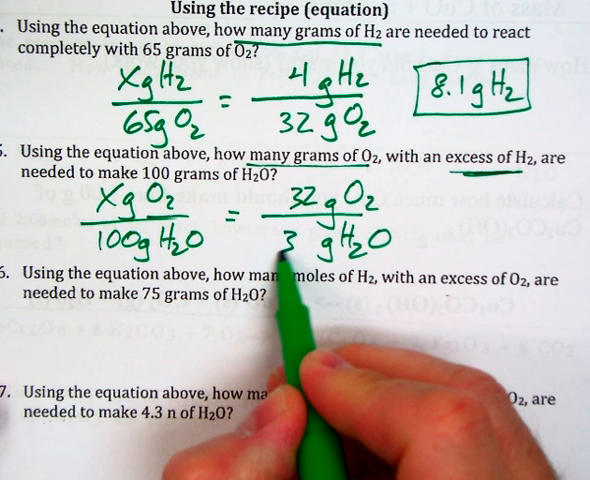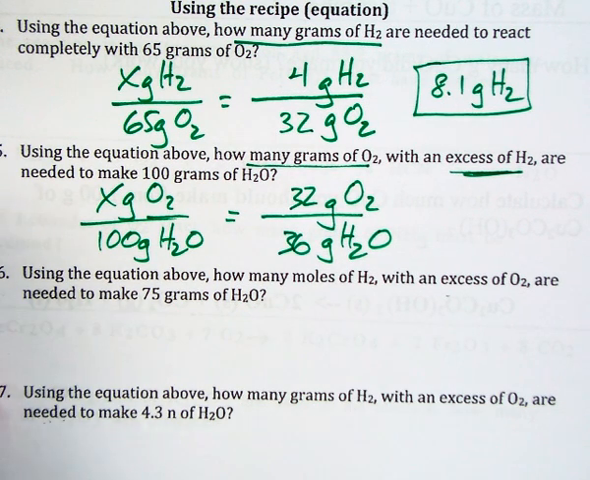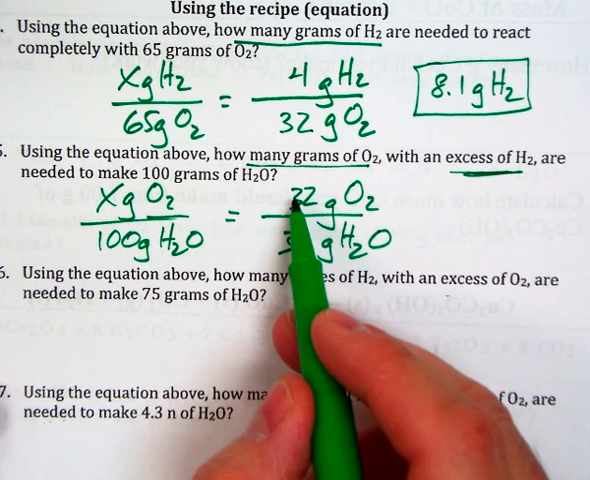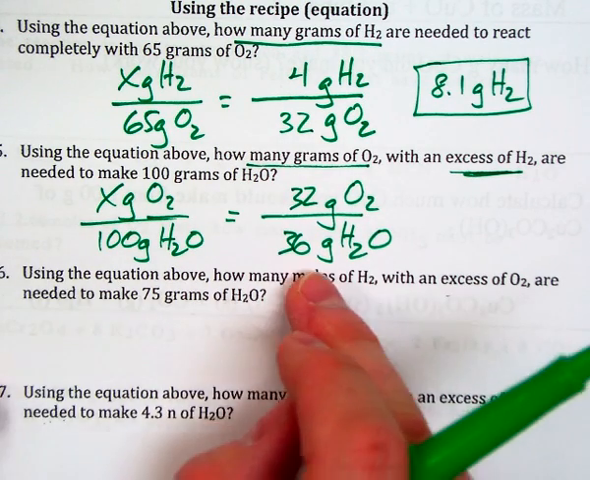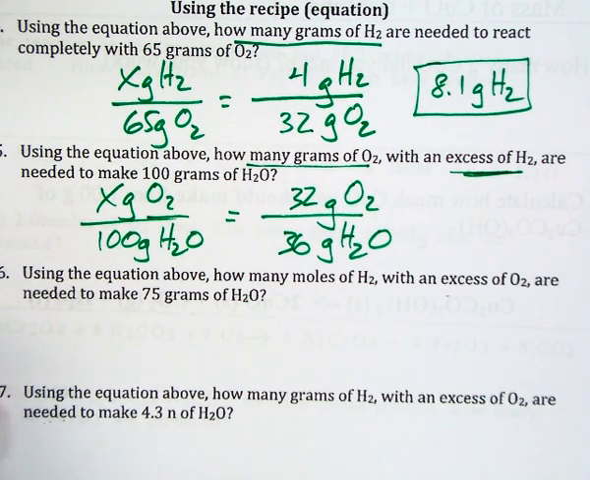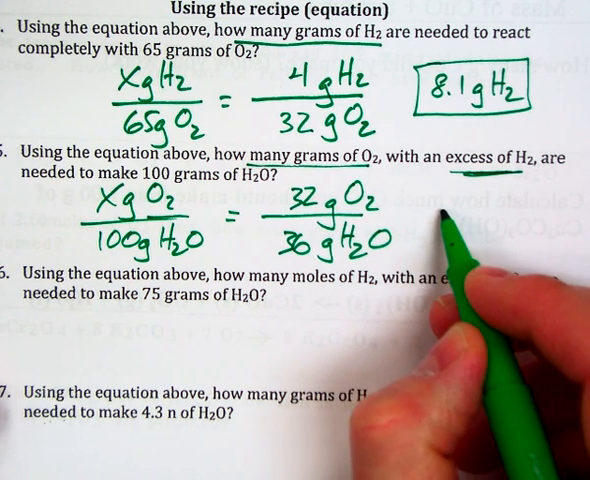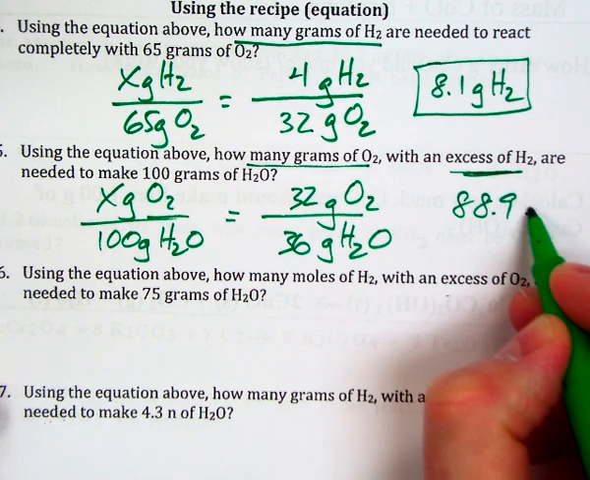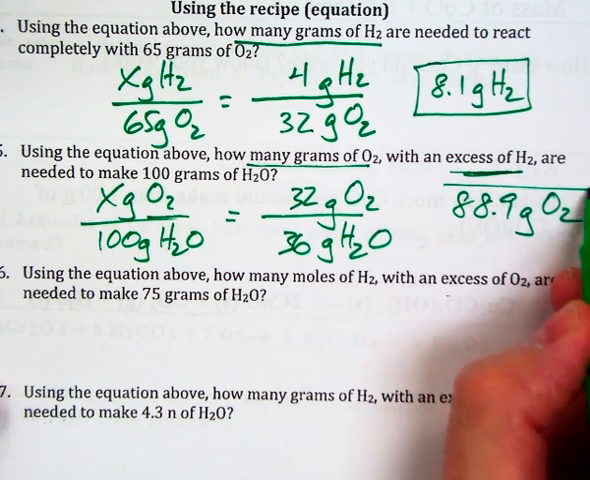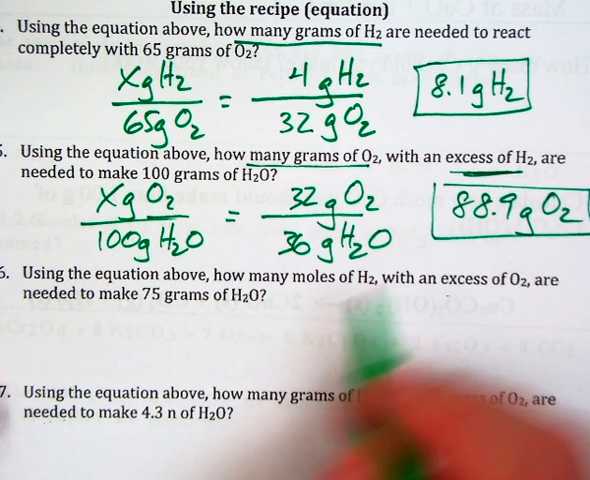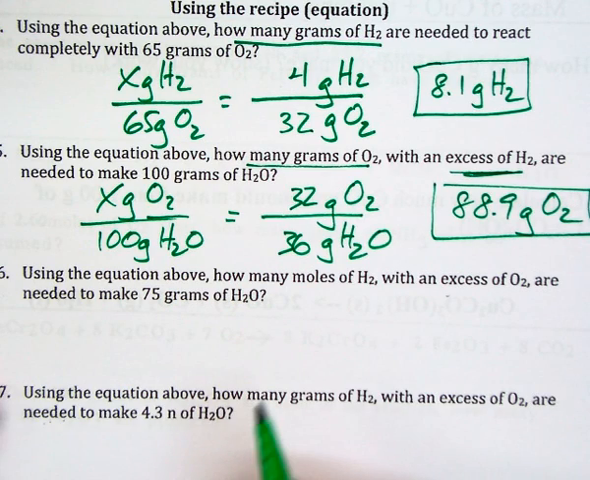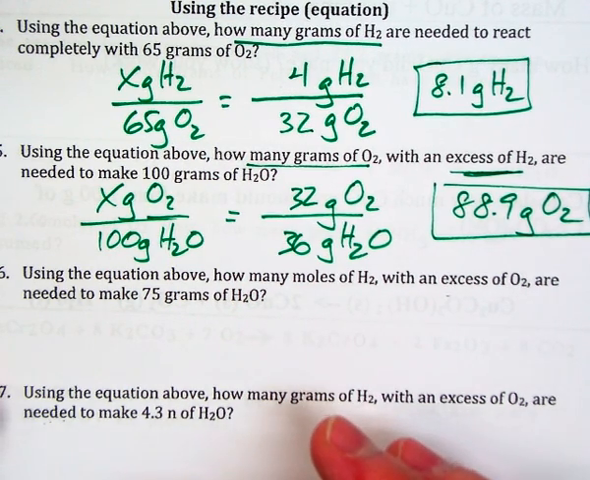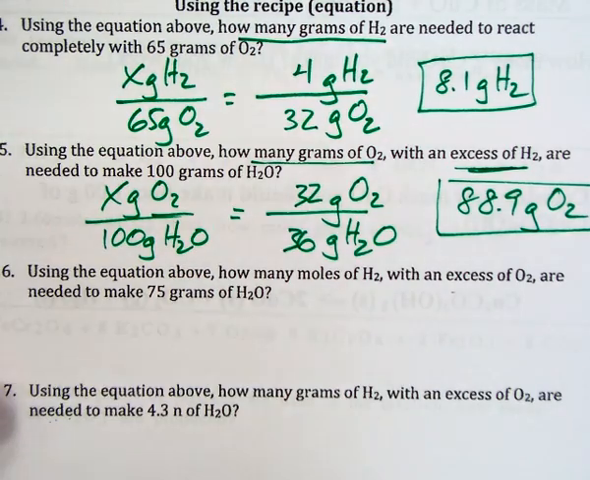So I'm going to take 100 times 32 divided by 36. All right, and so I should get about 88.9, something like that, grams of O2, depending on my rounding. Okay, so we start to see sort of the pattern. We're going to use all our information from the problem, and so let's just kind of round things out.